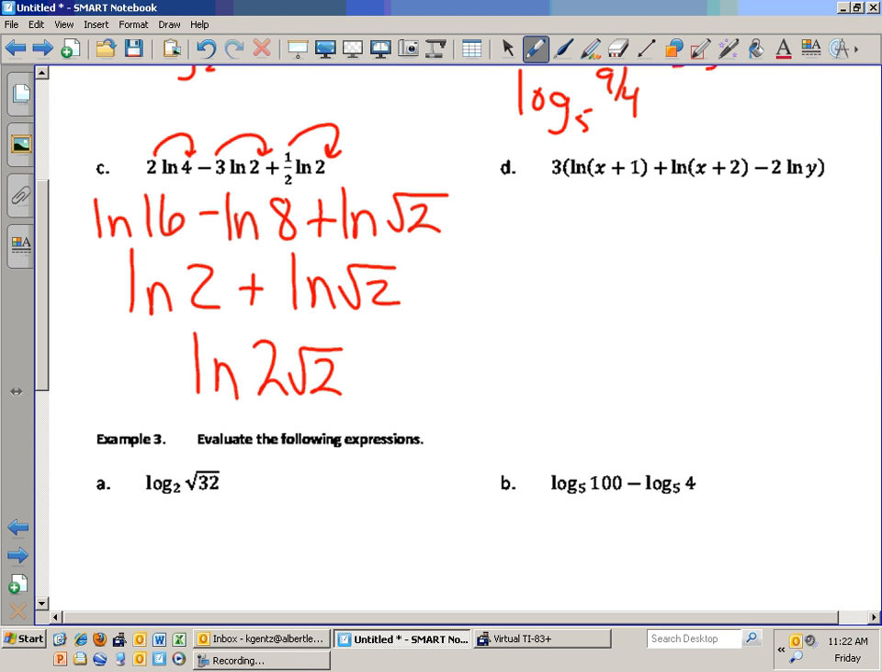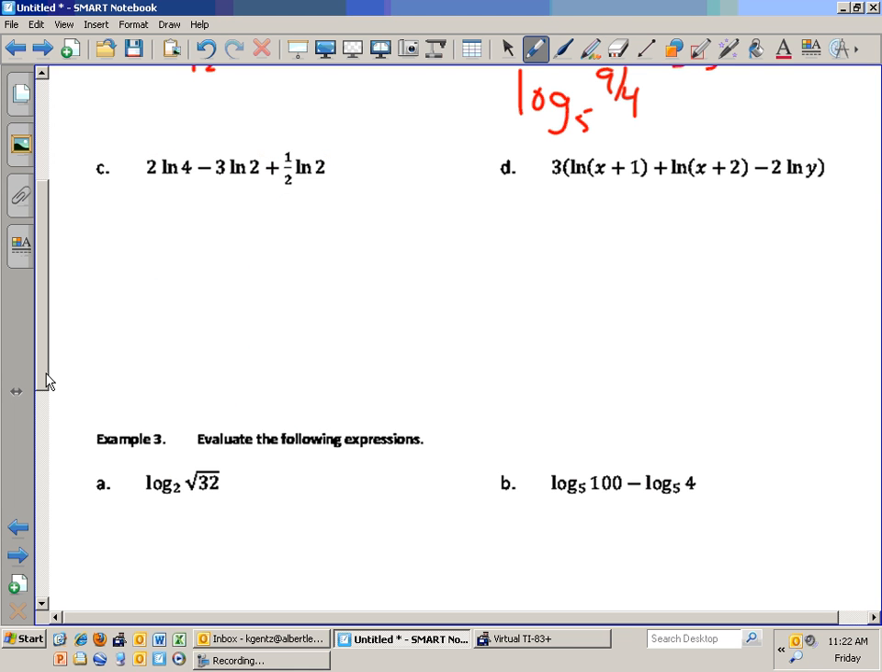One more that's a little bit challenging, then the rest are pretty easy. Any questions on C? Okay, D, I have this 3 on the outside. I'm going to deal with that at the very end. I'll cube everything at the end.